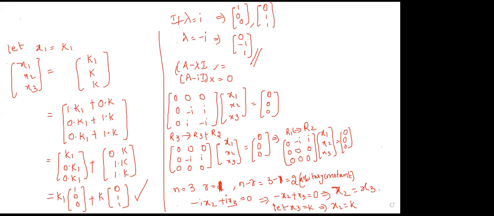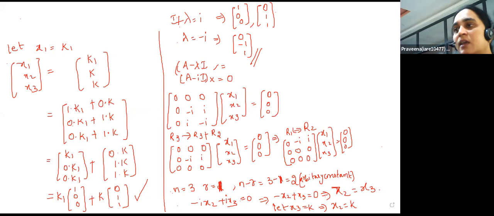I assumed x3 as k and substituted in the equation, and got x2 as k. I did not assume x2 as k. Here I'm assuming only x3 and x1. If you are assuming x3 as k, from the equation we got x2 as k and whatever the remaining one, x1 as k1.